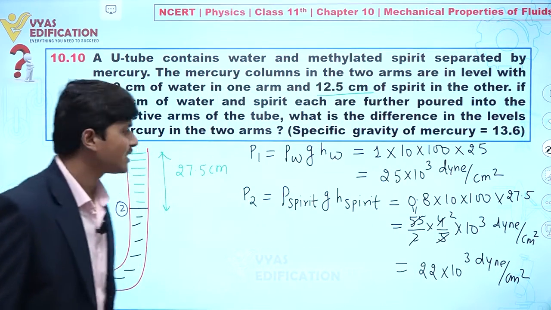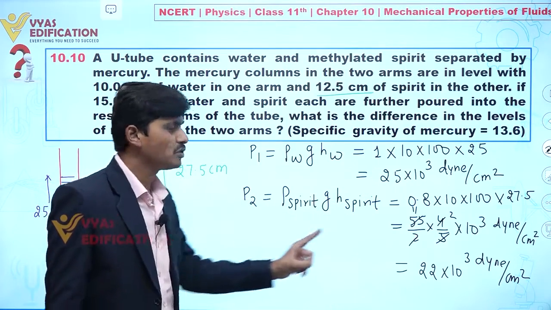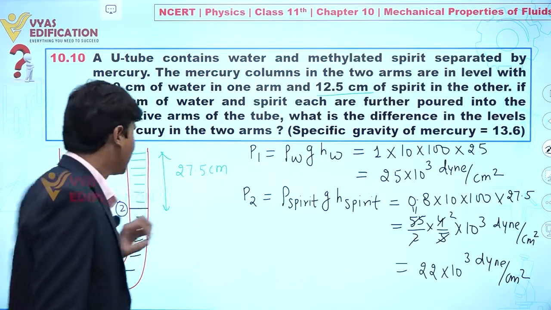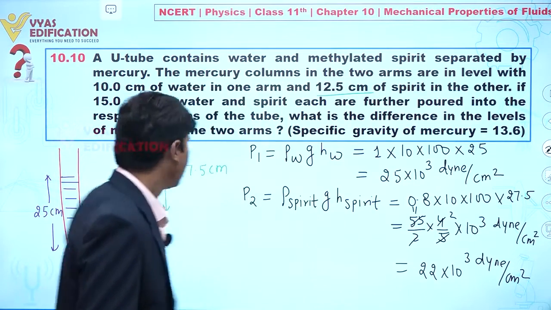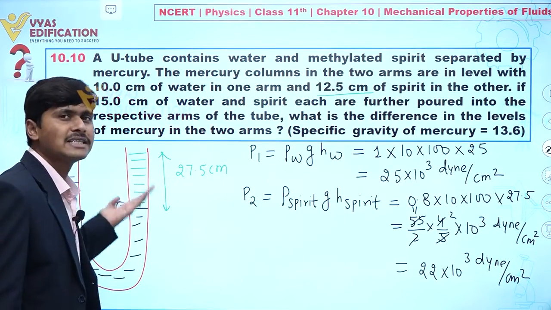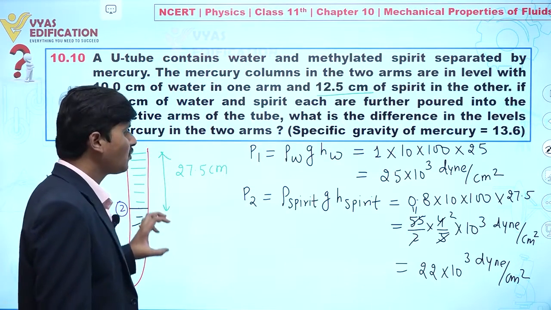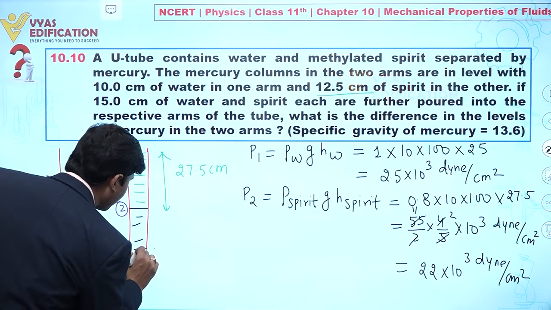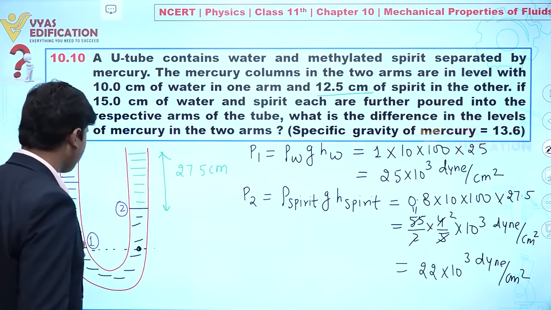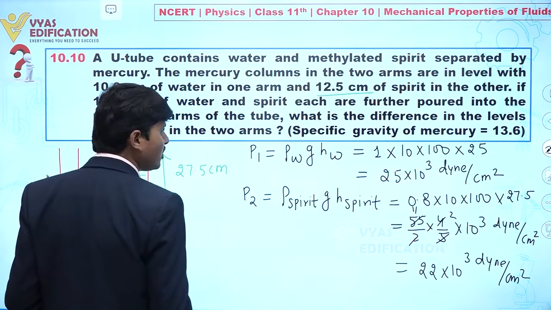Now from here you can see that pressure at 1 is 25 something and P2 is 22 something. It means definitely the pressure at 2 is less compared to 1. So definitely this mercury will rise in the second limb. Now how can we write? Let's suppose I draw this extension and talk about this point. We can say pressure at 1 and pressure at 3 will be the same.